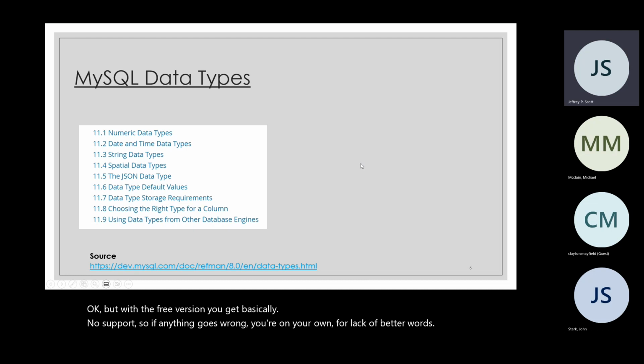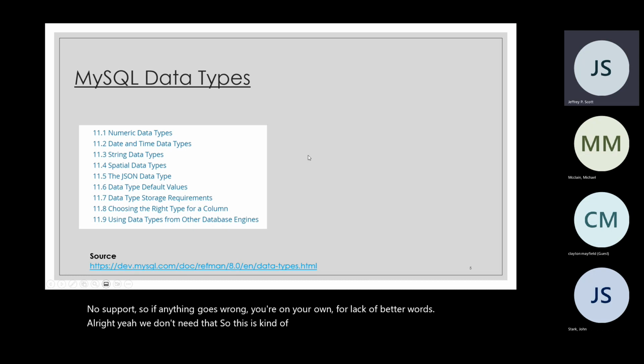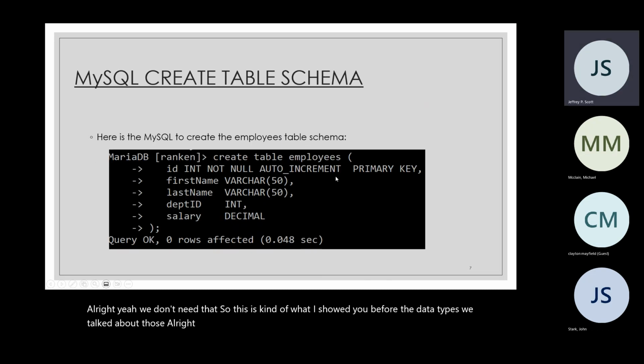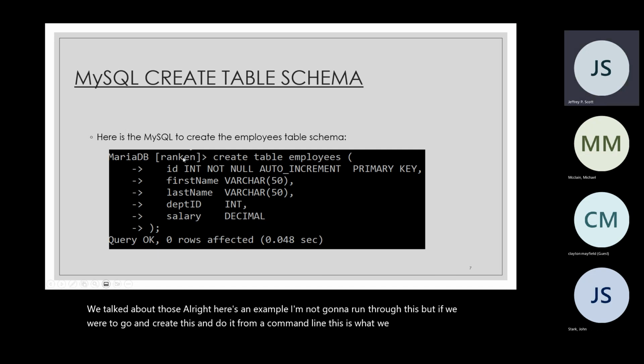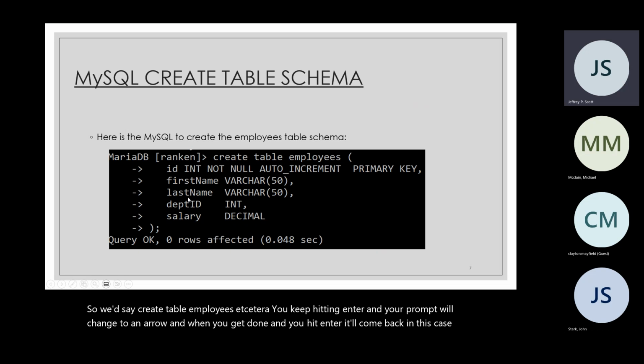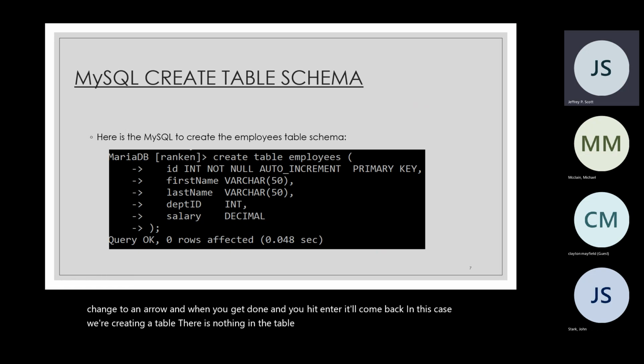So this is kind of what I showed you before. The data types, we talked about those. Here's an example. I'm not going to run through this. But if we were to actually create this from a command line, this is what we type in. So we'd say create table employees, etc. You keep hitting enter and your prompt will change to an arrow. And when you get done and you hit enter, it'll come back. In this case, we're creating a table. There's nothing in the table yet, but if it comes back with 0 rows affected like that, it worked.